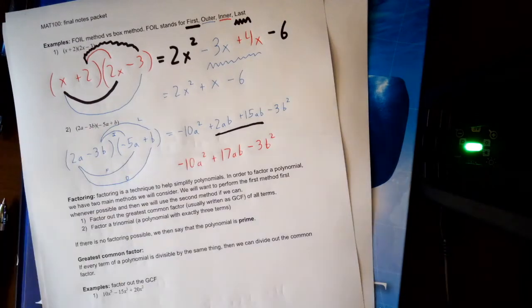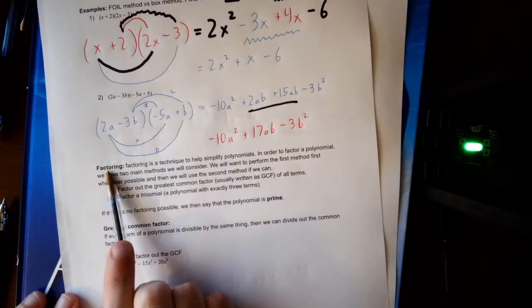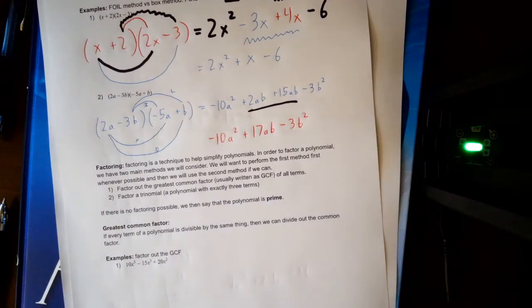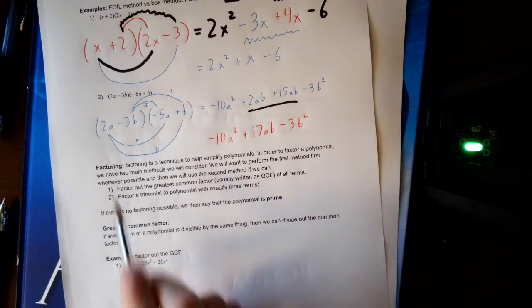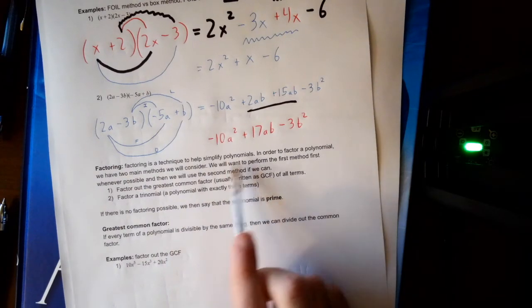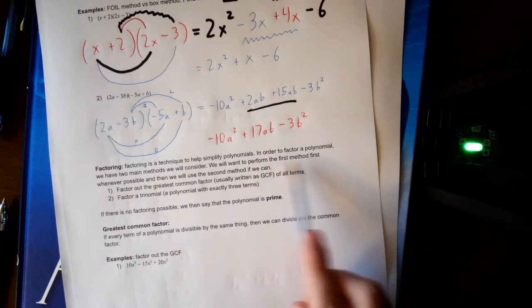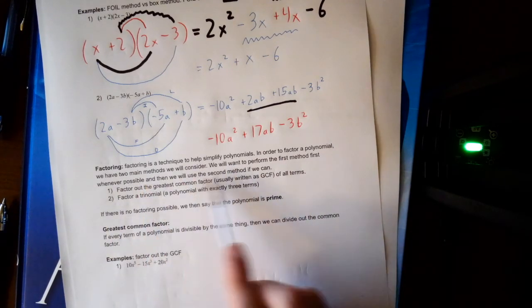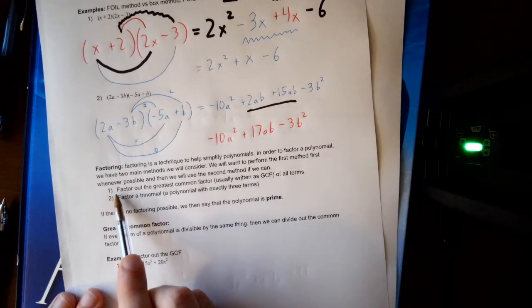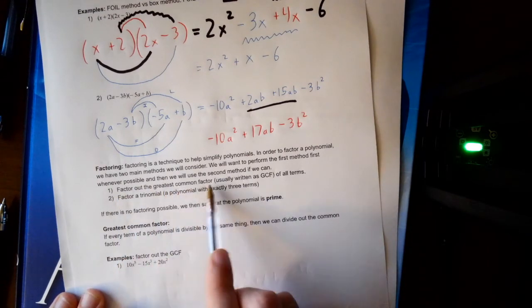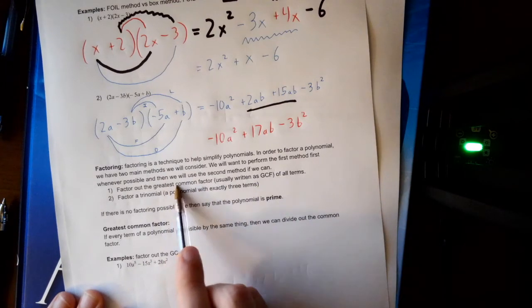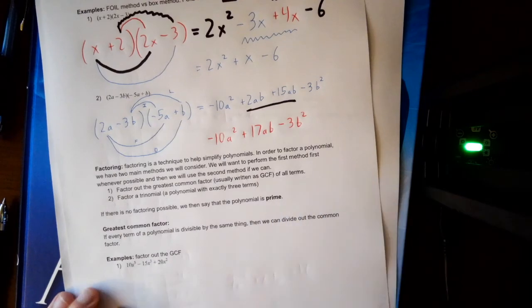Like I said, I always use FOIL for the 2 terms, but I use the box method for the larger ones, right? So now, factoring. So factoring is the reverse of what we just did. So factoring is a technique to help simplify polynomials. In order to factor a polynomial, we have 2 main methods we will consider. We'll want to perform the first method first whenever possible, and then we'll use the second method if we can. So the first method we have is factor out the greatest common factor. Greatest common factor is usually said GCF, of all terms.